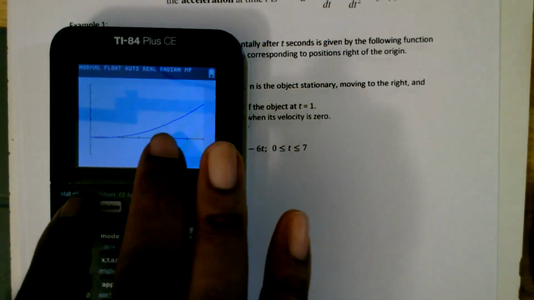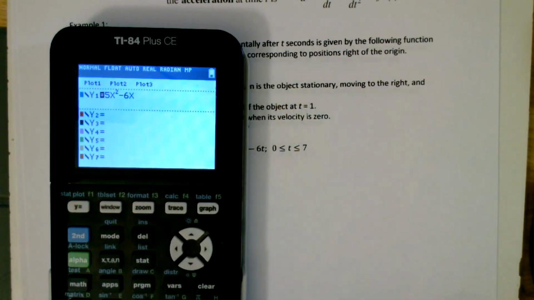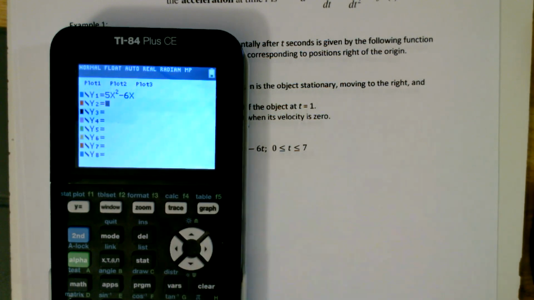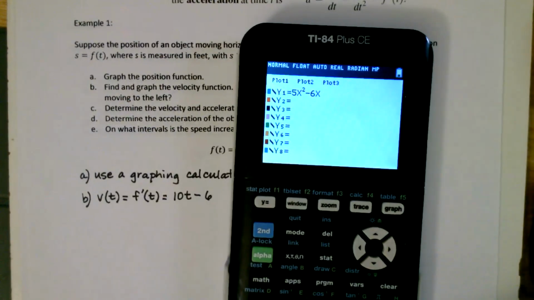All right, so I'm going to go to y equals. I'm going to turn off this equation in y1 by positioning the cursor on top of that equal sign and pressing enter, so it will not be included when I graph it. Then go down to y2 and type in my velocity function, 10t minus 6. So I'm going to say 10, get the x for your 10x minus 6.